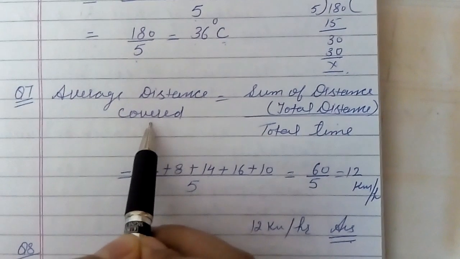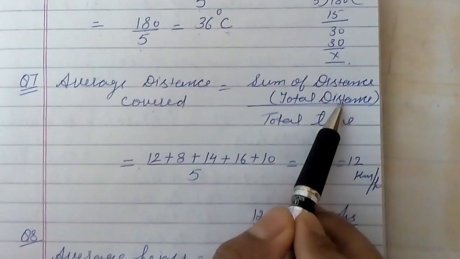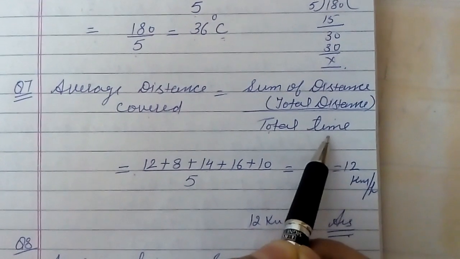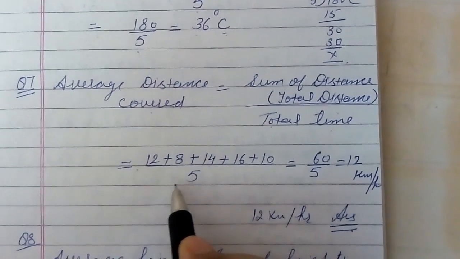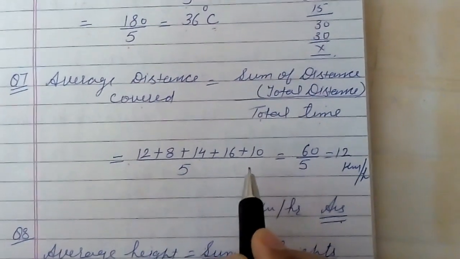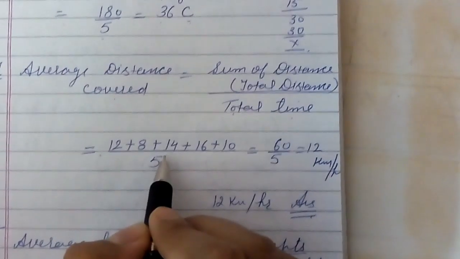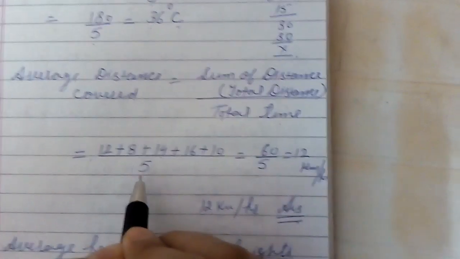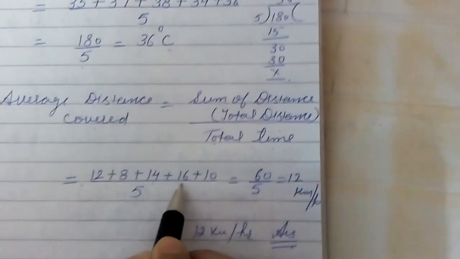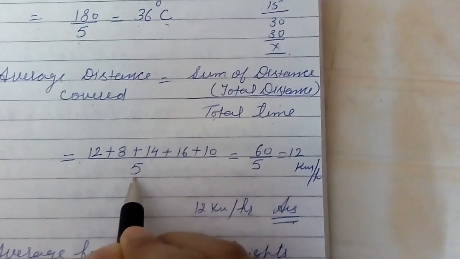Average distance covered equals to sum of distances, meaning total distance covered, divided by total time taken to cover the distance. As they have given first hour, second hour, third hour, so you don't have to add 1, 2, 3, 4, 5 like that. No, different hours are given. That means the total time is 5 hours. What is the total time? 5 hours. In first hour the distance covered is this, second is this, third is this, fourth is this and fifth is this. So the total number of hours is equal to 5 hours.